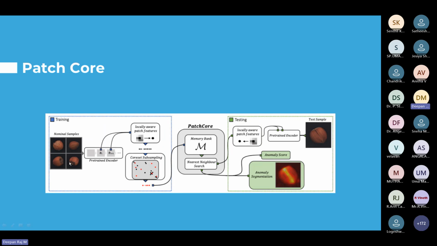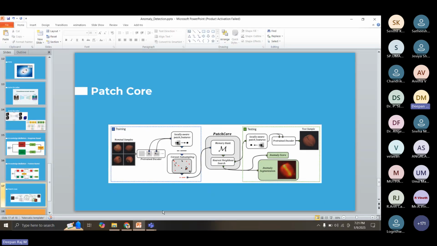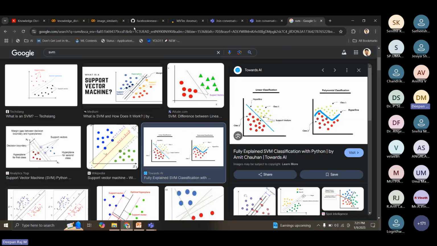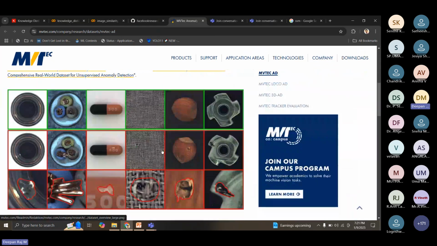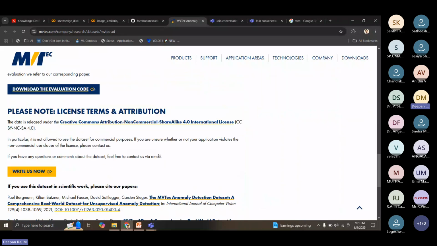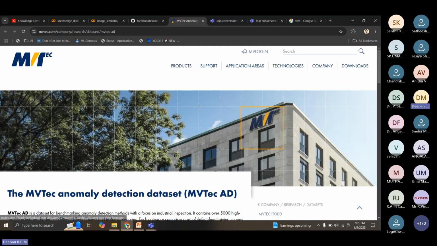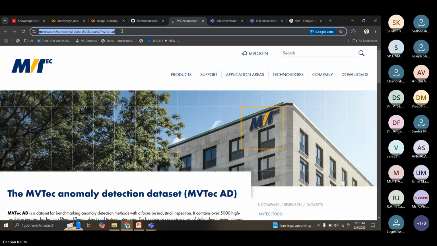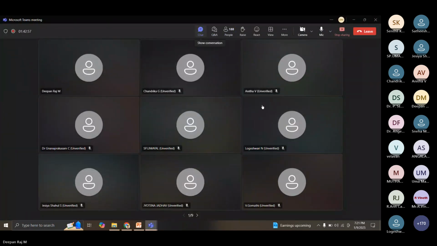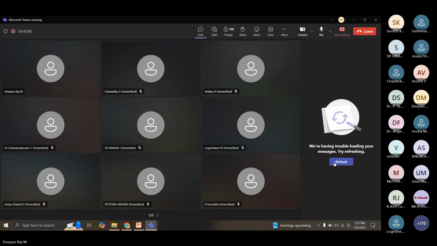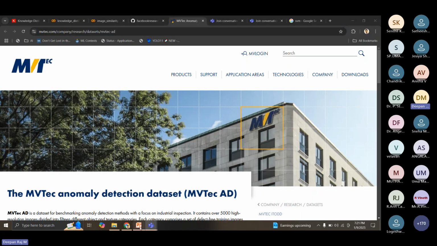And this has been applied onto the same MVTec dataset. If you Google this MVTec dataset, this is how it looks. So this is the dataset which we are using. You can download it using this link, and maybe I'll just share this link in the team chat. Oops. Okay, maybe I'll just push it in the presentation and share it to the coordinator.